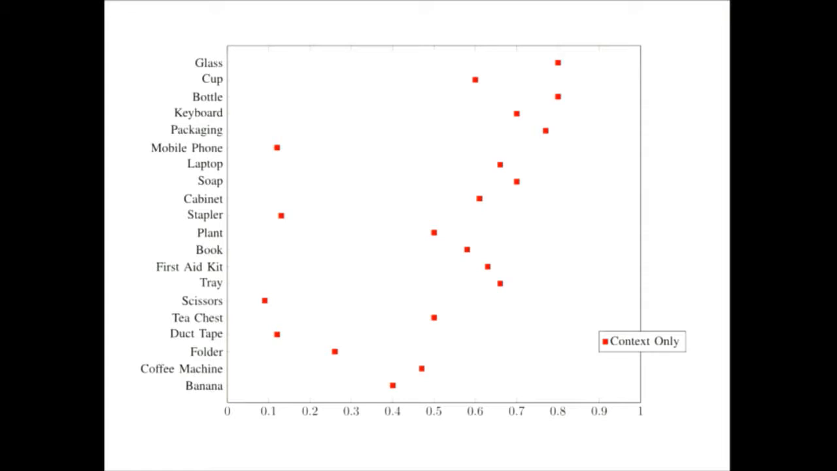Cup, glass, bottle, we're typically observing them in the kitchen, so the context works well. Down here, things like duct tape, we have very bad predictions for. Scissors are tough because I think we find them everywhere. Banana scores low. It's interesting to think about why banana scores low. It's because bananas are found everywhere, right, in offices. But there's no reliable context for identifying one, right?